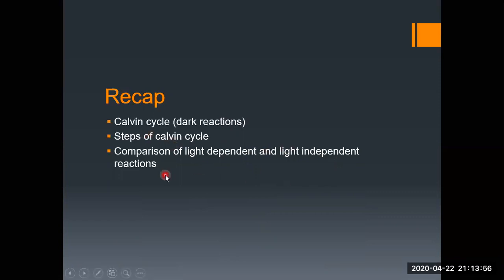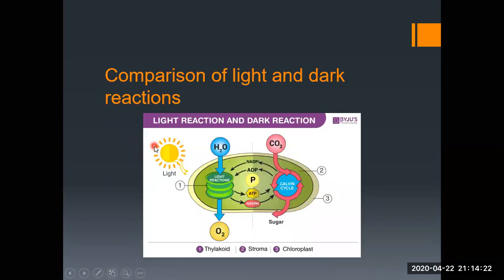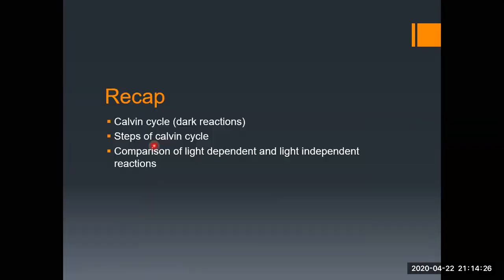Thirdly, the substrates of light reactions are water and sunlight, obviously, while the reactant of dark reactions is carbon dioxide, and the energy source is ATP and NADPH. The product of light reactions is oxygen, while the product of dark reactions is sugar.